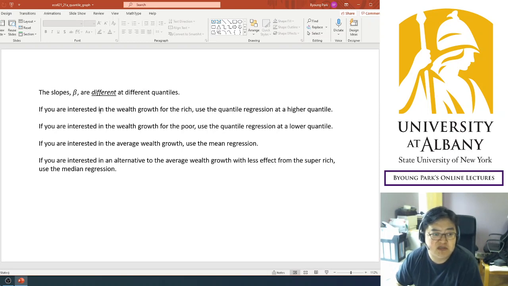If you are interested in the growth rate for the rich, then you may use a higher quantile. If you're interested in the growth rate for the poor, then you may use a lower quantile. If you're interested in the average, then mean regression is the best. But if you are worried about outliers, then I recommend you to use the median regression. So there are many different reasons to use quantile regression in the same example.